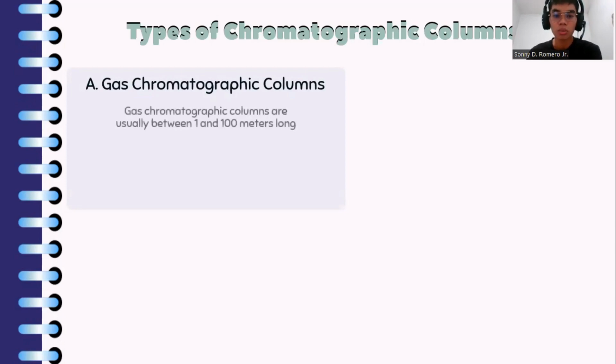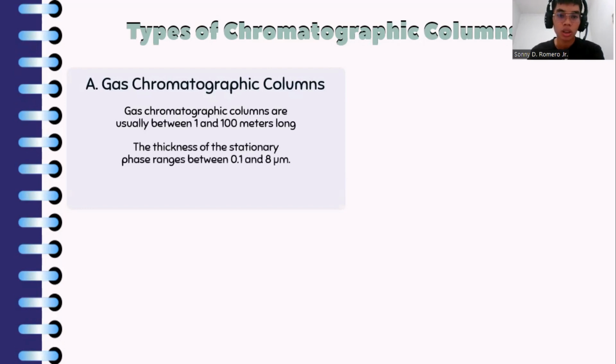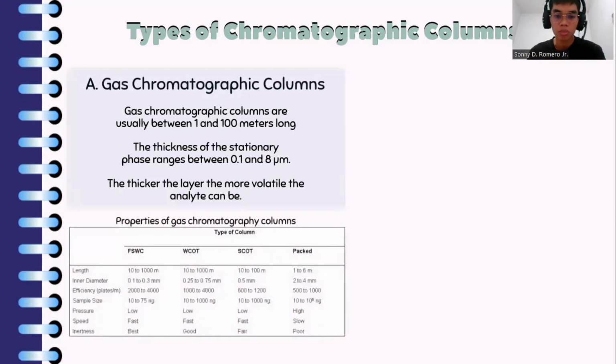So each column is usually a certain length, and the thickness of the stationary phase ranges from 0.5 micron upward. The thicker the layer, the more volatile the sample it can handle. So the table shown summarizes the use of different columns.